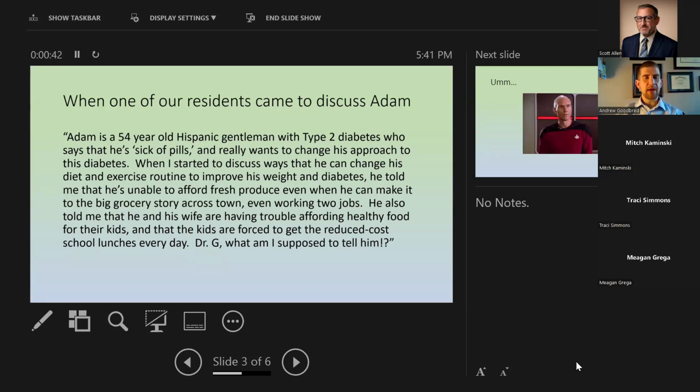So Adam, as it was presented to me by the resident, Dr. Goodbread, Adam is a 54-year-old Hispanic gentleman with type 2 diabetes who says he's sick of pills and really wants to change his approach to this diabetes. When I started to discuss ways that he can change his diet and exercise routine to improve his weight and diabetes, he told me that he's unable to afford fresh produce even when he can make it to the big grocery store across town, even while working 2 jobs. He also told me that he and his wife are both having trouble affording healthy food for their kids, and that the children are forced to get the reduced cost school lunches every day.